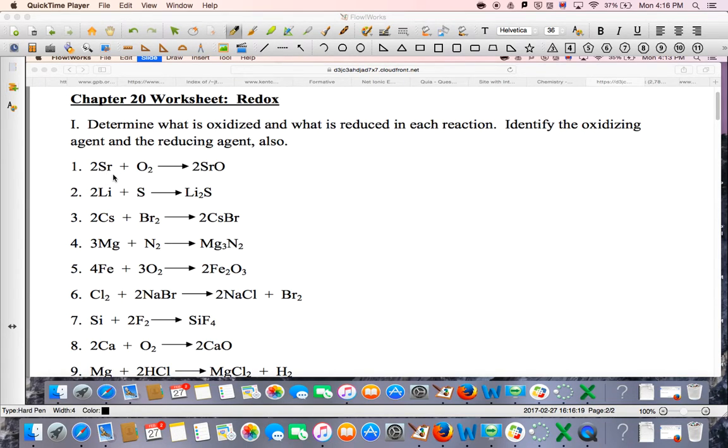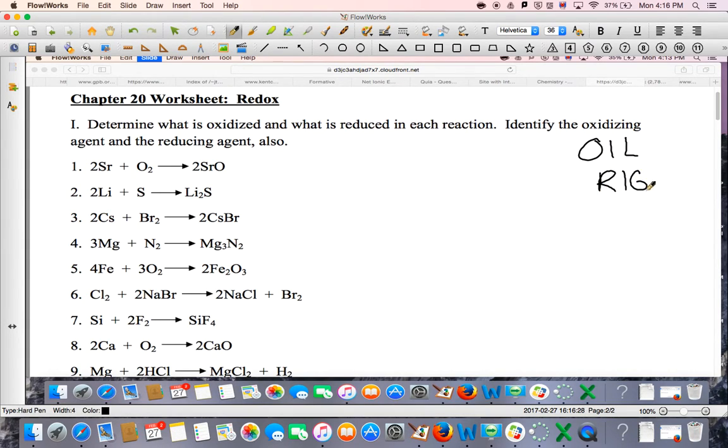So what we're going to do is see who has been oxidized. OIL RIG: oxidation is losing, and reduction is gaining. I look over here and strontium is by himself, so he has no charge. Over here, when he hooked up with the oxygen, he's a 2 positive, meaning he's lost his electrons. So your strontium was oxidized, which makes him the reducing agent.